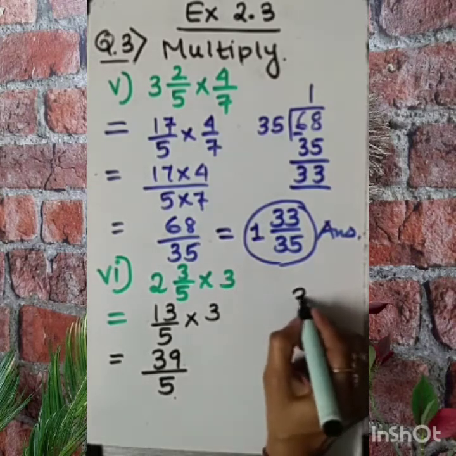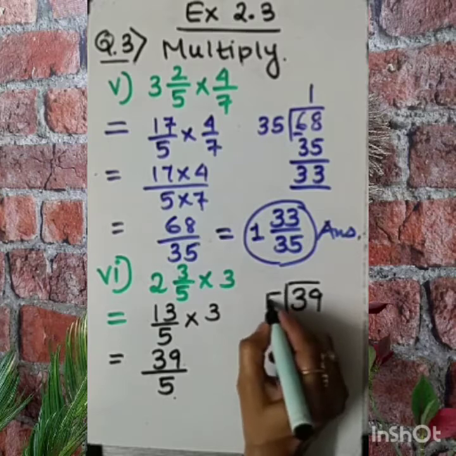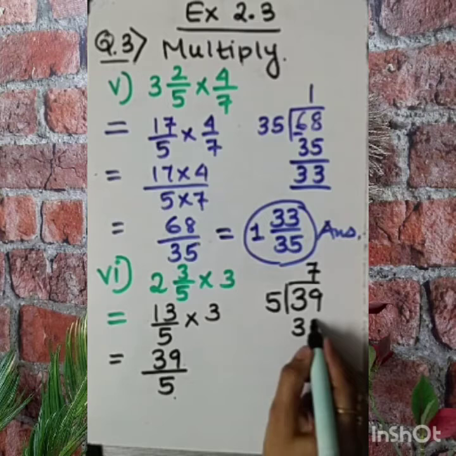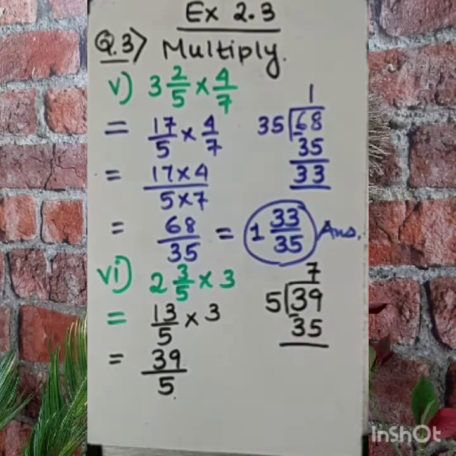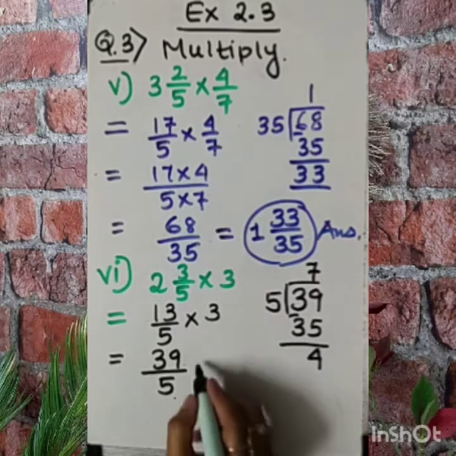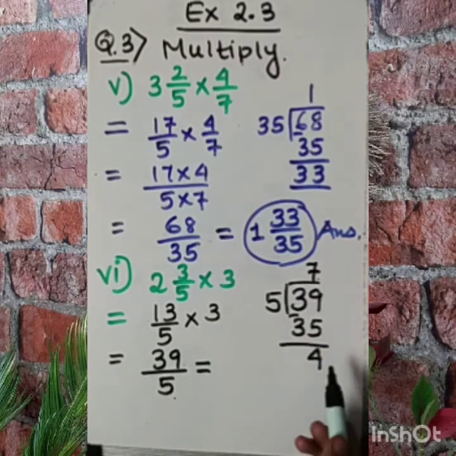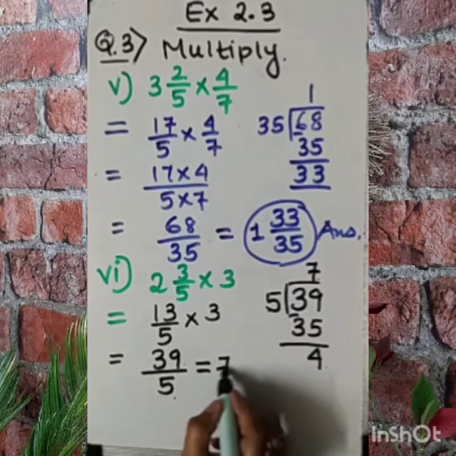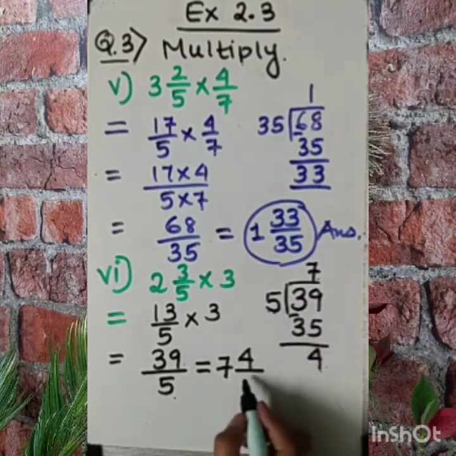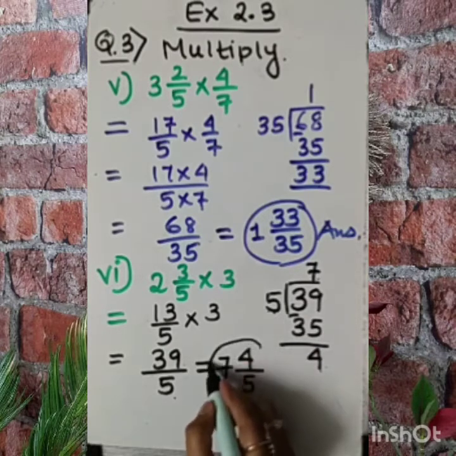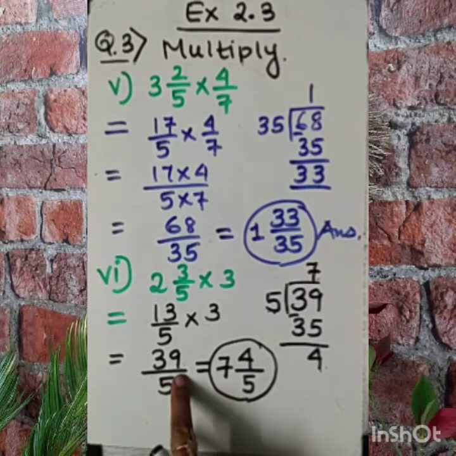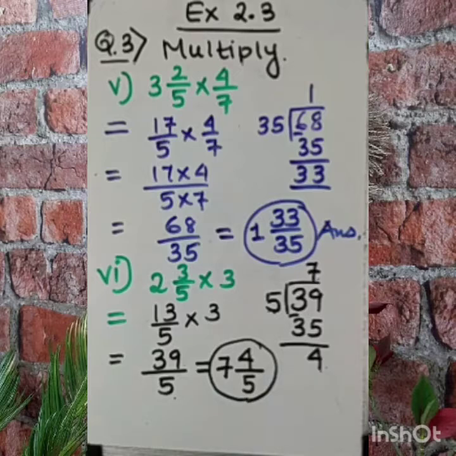Let's work out on this in a rough column. Recite the table of 5. We know that 5 7s are 35, which is nearest to 39. 39 minus 35 is 4. So the answer is 7 4 by 5. 7 is the quotient. Here we need to write the remainder as the numerator and the denominator will be the divisor. So the answer is 7 4 by 5. This is the conversion of an improper fraction to a mixed fraction.